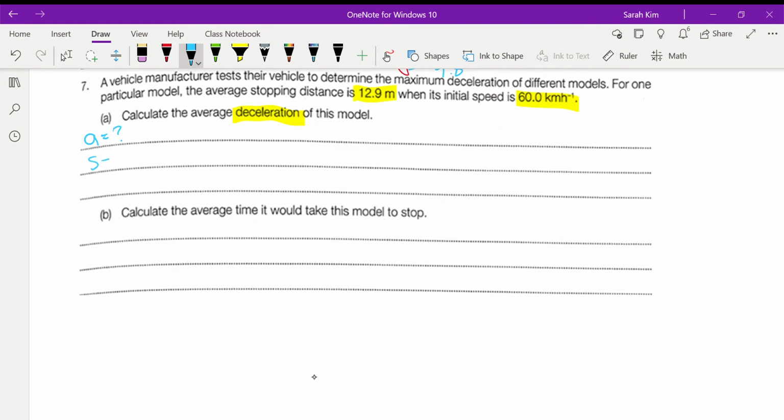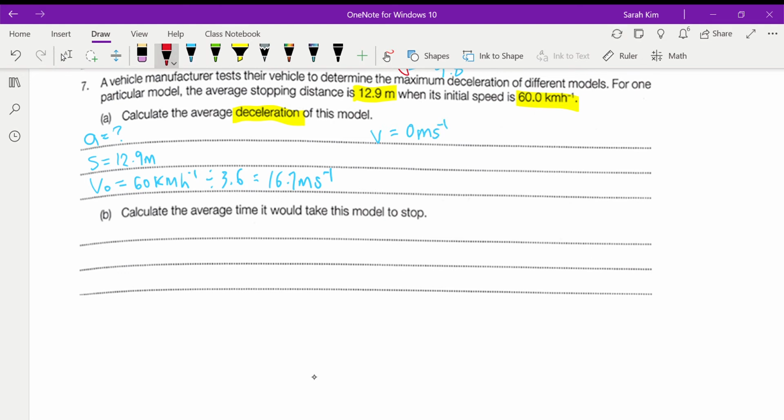Stopping distance is 12.9 meters. My V initial is 60 kilometers per hour, and obviously I'm going to change that, so I divide that by 3.6. So 60 divided by 3.6 is 16.7 meters per second. What else? I know my V, because that technically should be 0.